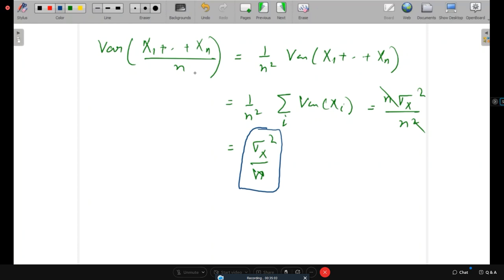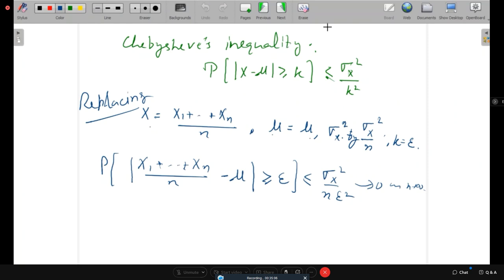Now apply Chebyshev's inequality. Chebyshev's inequality says that for any k greater than 0, you have the following result. Now take X equals, in our case, Yn, mu is mu, and sigma x square is sigma x square by n, because you have just found the variance of this, and that is greater than or equal to, and k equals epsilon. Once you replace everything, you have sigma x square by n times epsilon square, and sigma x square by epsilon square is a fixed quantity when you are increasing n. So when letting n tend to infinity, this tends to zero.